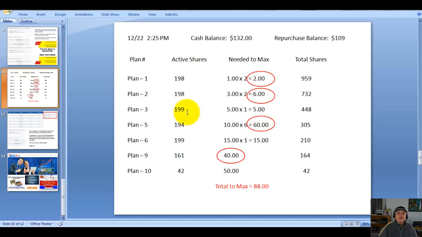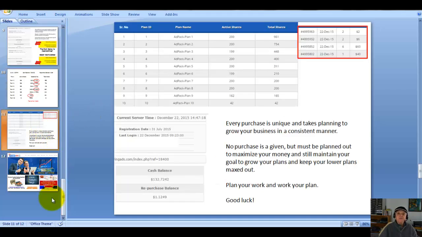Okay, so I just wanted to show you this last slide that I have. It shows you where I ended up after my purchases. I grew my plan 9 by 1 share. I maximized out my plan 5, my plan 2, and my plan 1. Here are the purchases that I made. I purchased a $40, the six $10, and oops, the $6 $10, the 2 $3, and the 2 $1. And I ended up spending all of my money except $1.12.